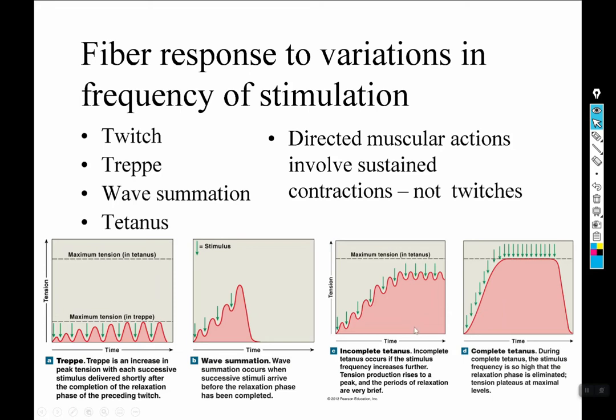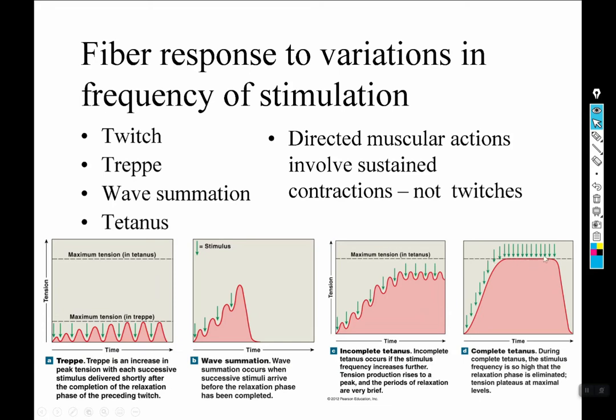Complete tetanus happens when the frequency of stimulation is so high that the waveforms are eliminated. There is no relaxation phase, so the cross bridges form rapidly and reach maximal formation rapidly. And once the sarcomere is all the way contracted and the muscle fibers are all the way contracted, we just can't get any more contracted than that. There are no more options, so we get complete tetanus.